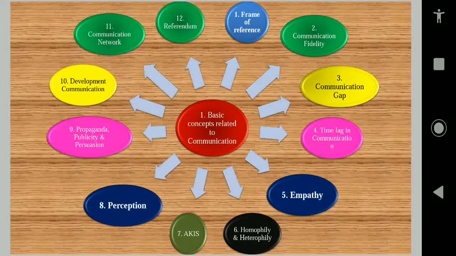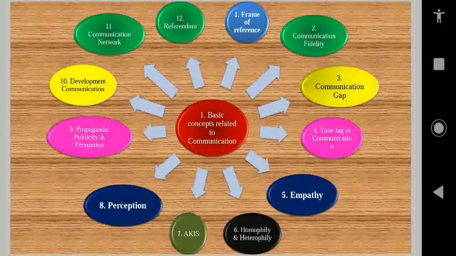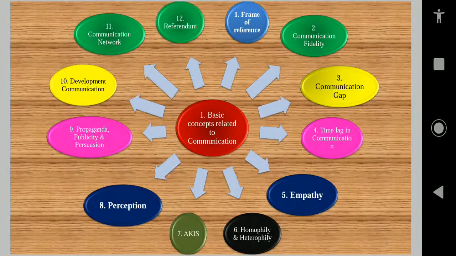Then come to homophily and heterophily. The fifth one is homophily and heterophily. Homophily, according to Rogers 1995: a fundamental principle of human communication is that the exchange of ideas occurs most frequently between individuals who are alike, or homophilous. If the people are of the same type, then the exchange of ideas will be easier. Like homophily and heterophily, two terms come.